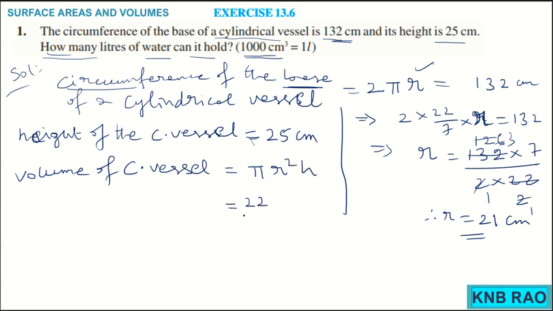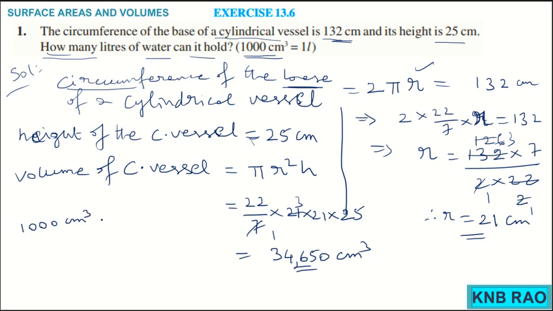On substitution, pi value 22 by 7, r value as 21 into 21, into h value 25. So 7 3s are 21. Now 22 into 3 into 21 into 25, we have to simplify it. So on simplification, you will get 34,650 centimeter cube.